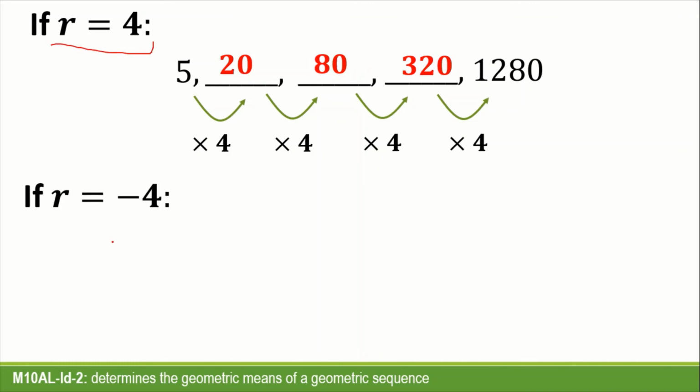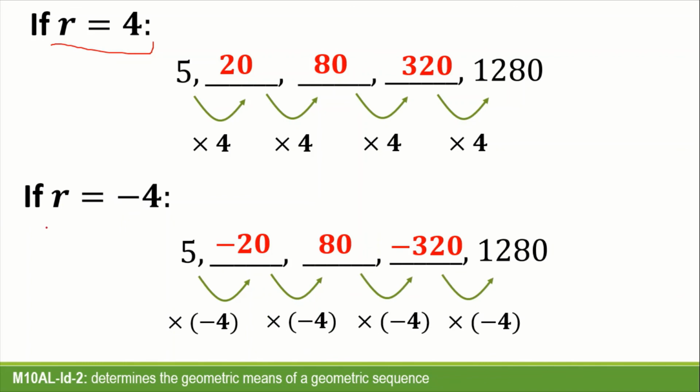Paano kapag ang common ratio na gagamitin natin ay negative 4? So, this would be our answers. So, 5 times negative 4. So, magkaiba na ng sign. So, the answer is negative 20. Times negative 4. So, pareho na ng sign. Parehong negative. So, ang sagot nyo magiging positive. So, positive 80 ang next. Then, 80 times negative 4 is negative 320, times negative 4 ay 1,280. So, kung maalala ninyo, no, kapag ang common ratio ay negative, alternating dapat ang sign. Positive, negative, positive, negative, positive.